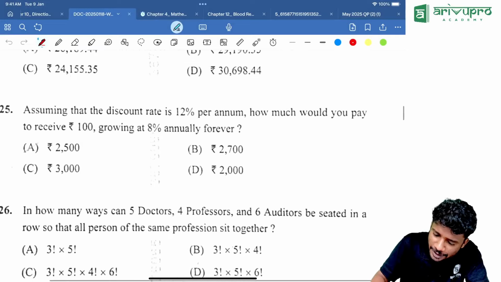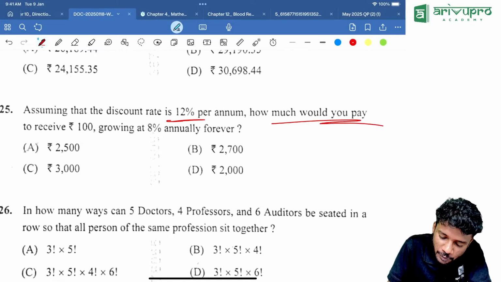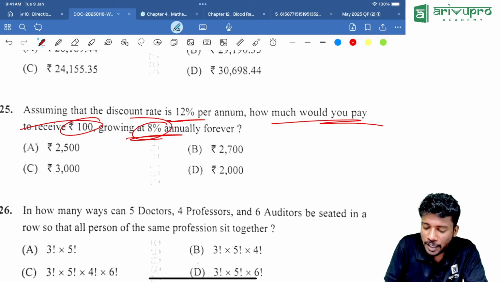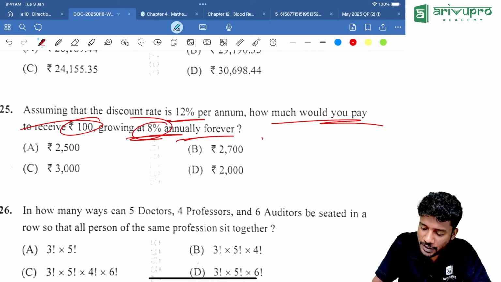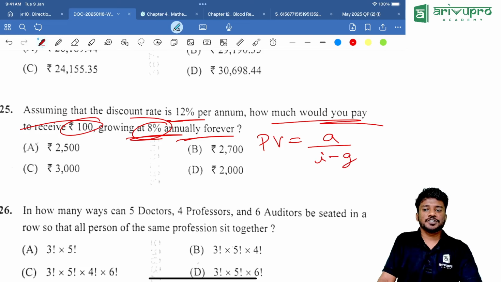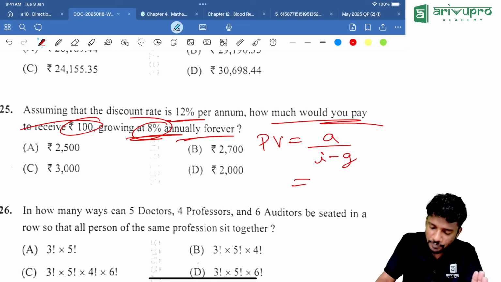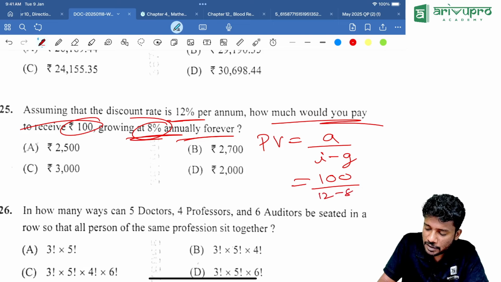Assuming that the discount rate is 12% per annum, how much would you pay to receive 100 growing at 8% annually forever? What is the formula for perpetuity? PV is equal to A divided by I minus G. A is how much? 100, divided by how much? The I minus G is how much? The 12 minus 8, which is equal to 100 divided by 4%.